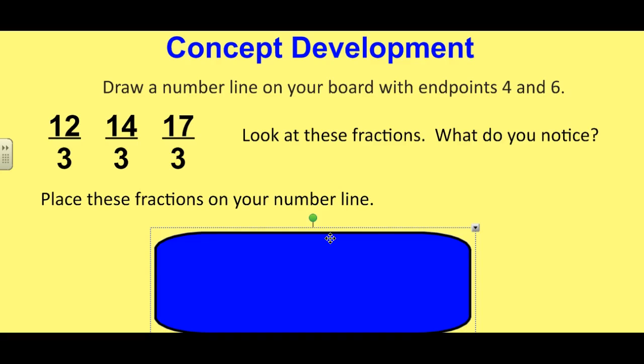So if you need to push pause and get that number line drawn on your board so we can put the fractions on there, you can do that right now.